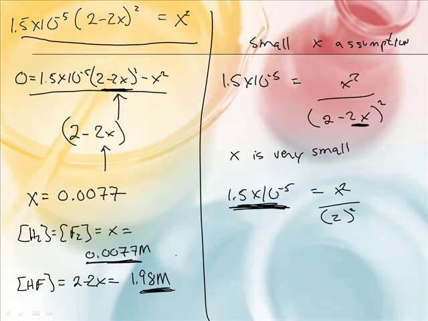And also, the AP test accepts this as a valid method for solving for x. So if you don't have a graphing calculator, use the small x assumption. Check to make sure your answer is in fact less than 5% of the initial value, and that's a safe assumption to make, and it's acceptable. Okay, let's do one more.